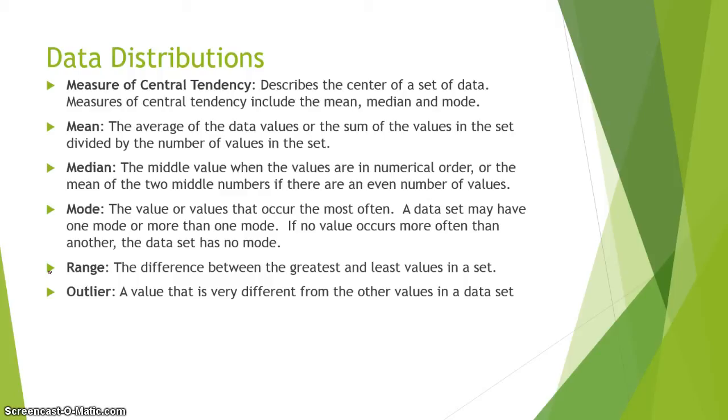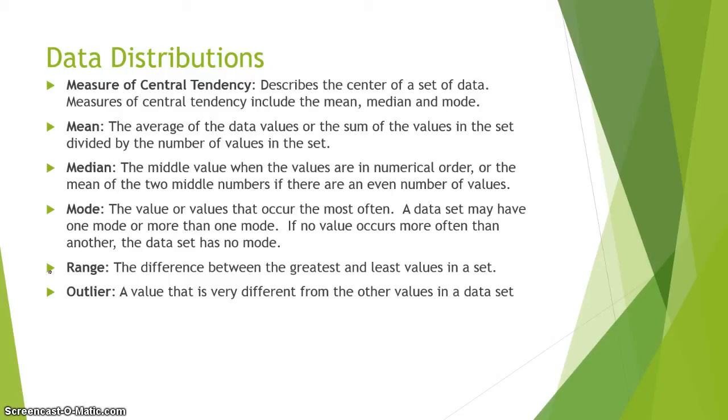So measure of central tendency describes the center of a set of data. So this includes the mean, median, mode. The mean is the average, so that's the sum. You add up all the numbers and divide by how many there are. The median is finding the middle value. So when you put the numbers in numerical order and cross off each end to get to the center point, the center value, that's going to be your median.